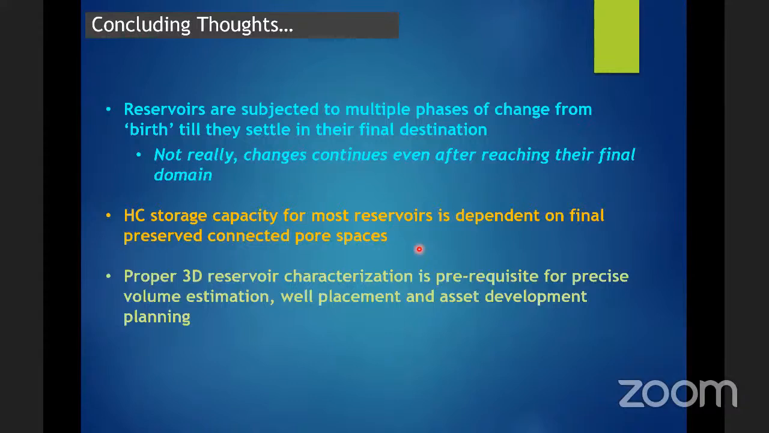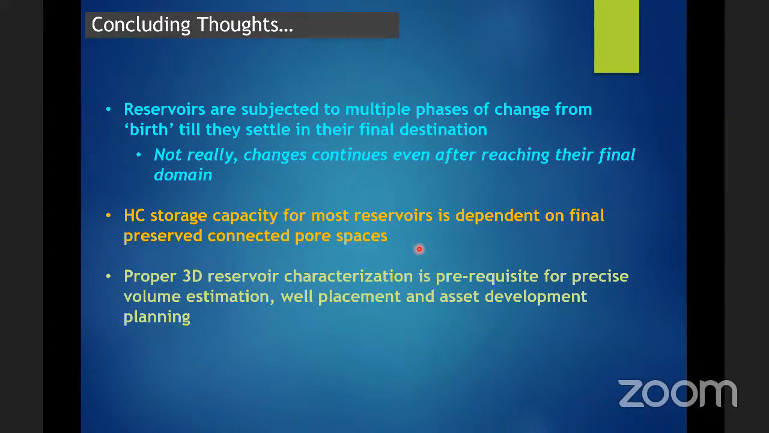In summary, proper 3D characterization of reservoirs, proper analysis of reservoirs, is very key, and it's a prerequisite for accurate estimation of how much hydrocarbon you have in your reservoir, as well as making decisions regarding well placement and asset development planning. Like I talked about number of wells, I talked about how connected these hydrocarbon traps are. It's very important because it will determine whether you're using one well or multiple wells, whether the well will produce for 10 years or 50 years.